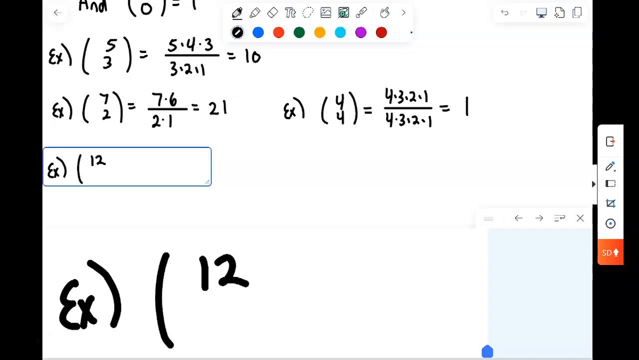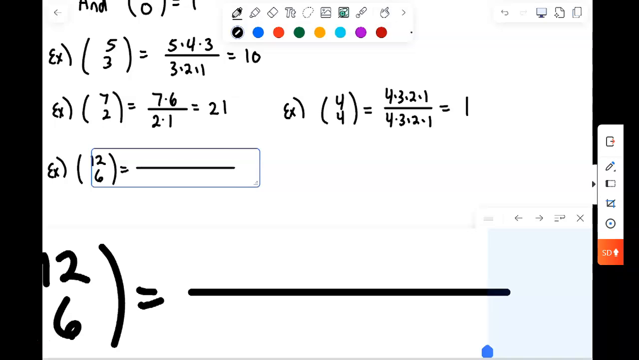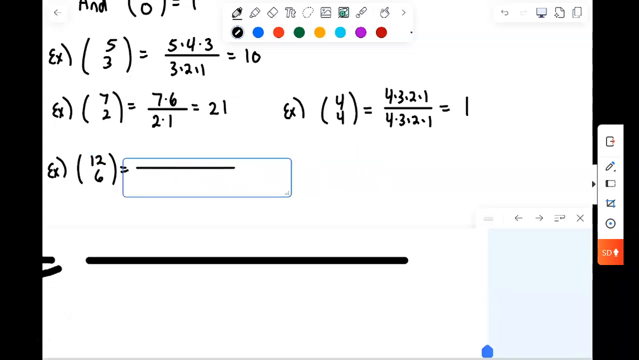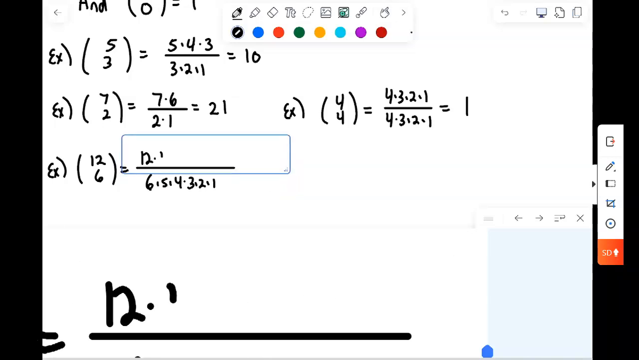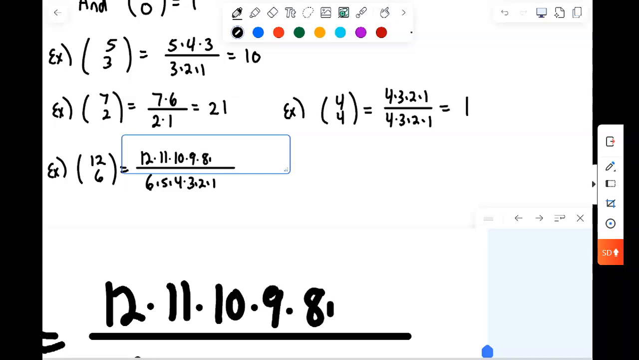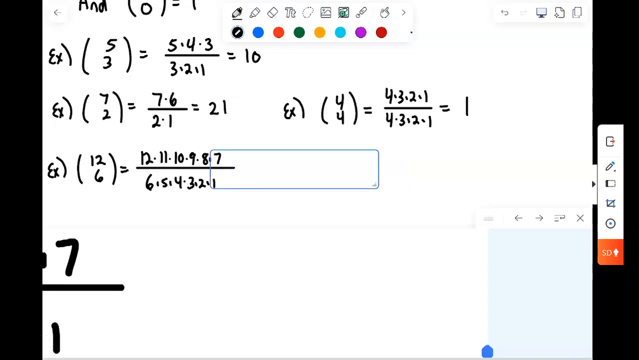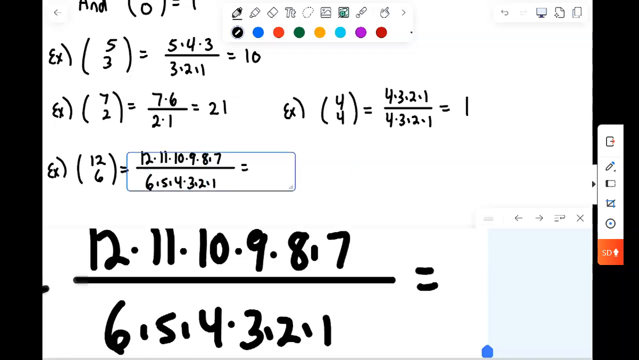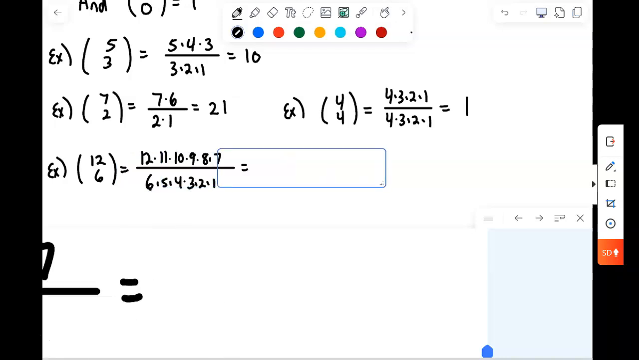One other example: 12 choose 6. You're going to have 6 things in the bottom, so we're going to have 6 things in the top. In the bottom we have 6 factorial, 6 times 5 times 4 times 3 times 2 times 1. At the top we'd have 12 times 11 times 10 times 9 times 8 times 7. We multiply all that out and simplify, or you could start canceling stuff from the top. That'll multiply out to be 924.